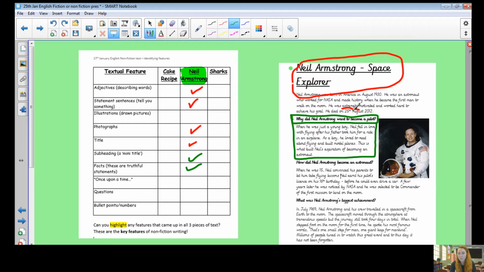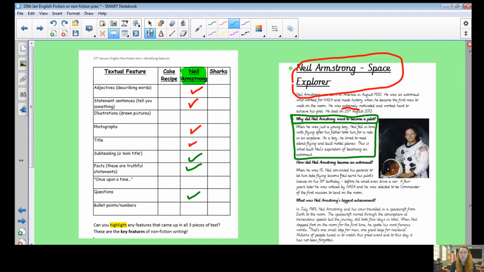Why did Neil Armstrong want to become a pilot? We know that that is a question because you have to answer a question. And once again, we will be looking at questions later on in this week. So if we're a bit unsure about those, that's fine, grown-ups. If you help them out this time, and then I will explain to them later in the week exactly what that is. Yes, it does have a question.